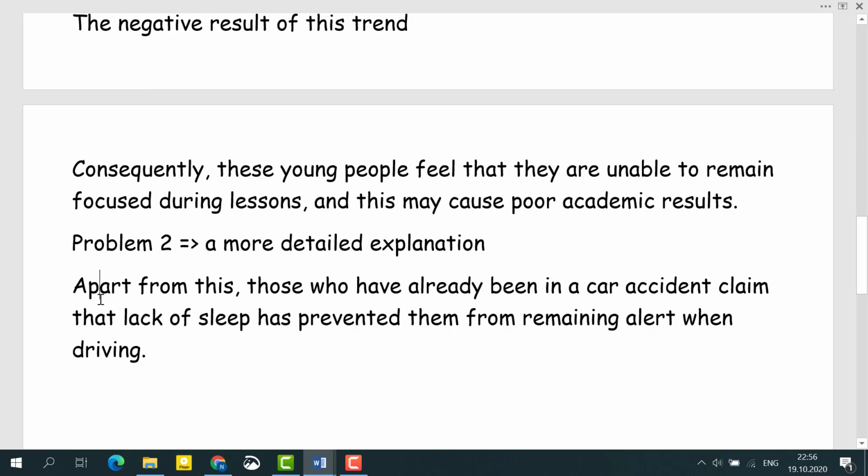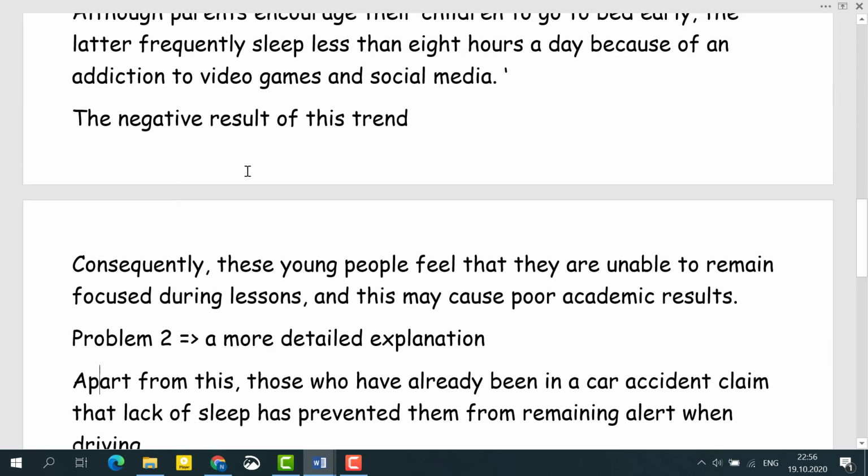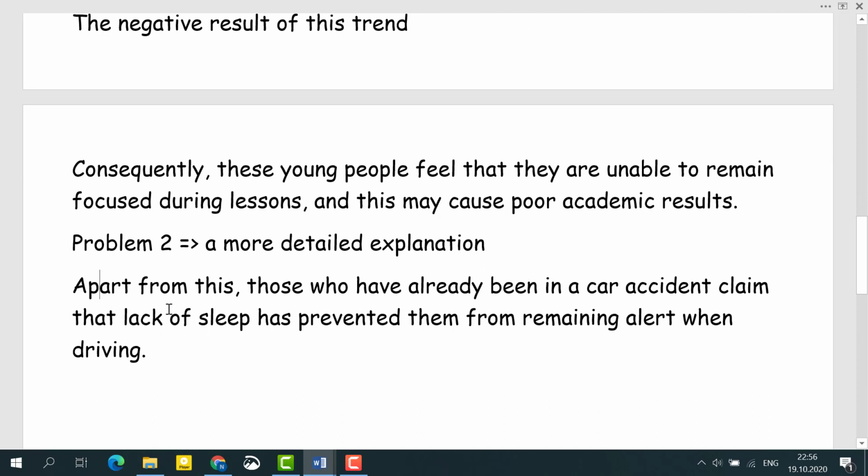So apart from this means in addition to this. So we have already spoken about the first reason, the first problem. Now we're talking about the second problem, and therefore we're trying to create a very strong link between this sentence and the previous sentence using the phrase apart from this. So those who have already been in a car accident claim that. Claim means say something, okay? But the word say is used in a spoken conversation. We are writing a high-scoring essay, and therefore we need to use academic words such as claim that or state that. Lack of sleep has prevented them, which means stopped them from, and then ing, from remaining alert when driving. Alert means that you stay active, you understand exactly what's happening around you, and you are ready to take strong actions if required. Okay, that's it.